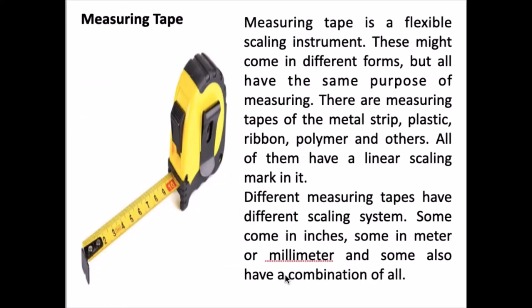Now if you see the measuring tape, you can say this is a flexible scaling instrument, and these might come in different forms, but all have the same purpose of measuring. There are measuring tapes of metal strips, plastic, ribbon, polymers, and others. All of them have a linear scale marked on them, right? Different measuring tapes have different scale systems: some come in inches, some in meters, or even millimeters, and some have a combination of all.